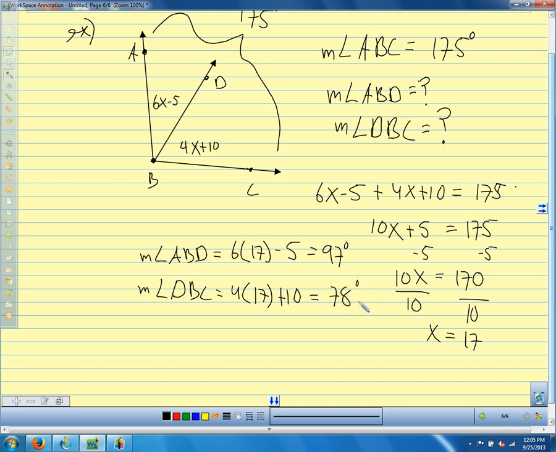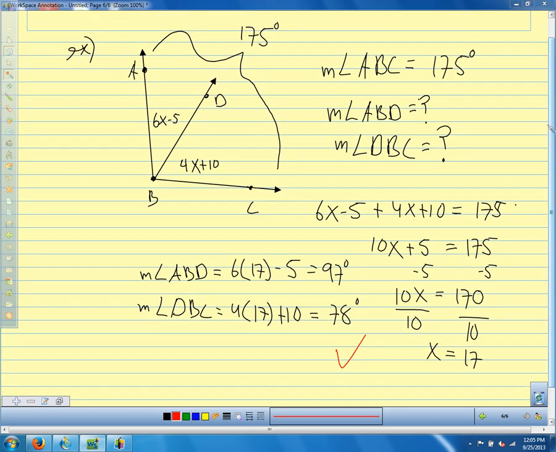How can I check my work? Add them, and I should get 175. So when I add these two together, do I get 175? Yes, check. I'm done. I've answered the question. Everything makes sense. And if the problem gave us a slightly different setup, if it gave us a number here and some kind of variable here, I do the same thing. Add the smaller pieces, and it equals the bigger piece. Add the small pieces to get the big piece. Questions on that example?